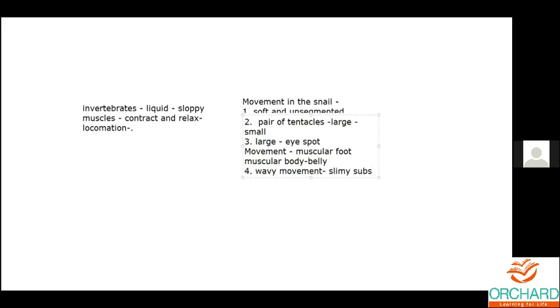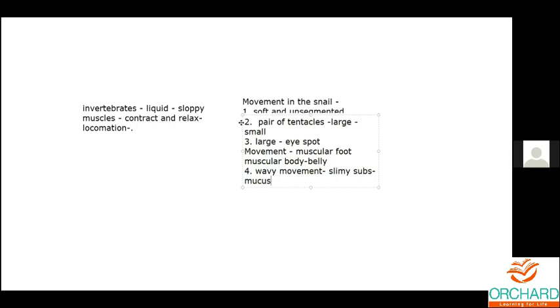This slimy substance is called mucus. We have mucus in our nose and all, right? The mucus layer or mucus substance helps in protection, protection from bacteria and viruses.